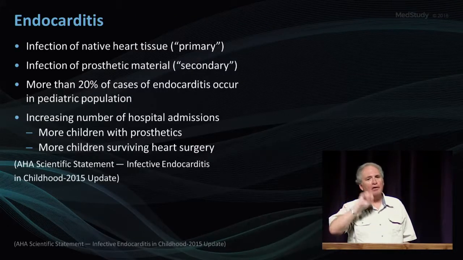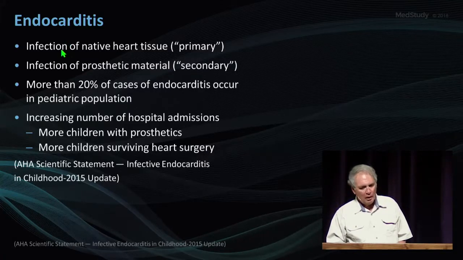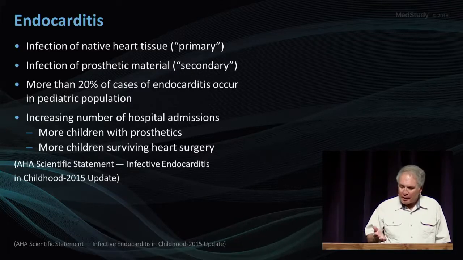Okay, second acquired heart problem to talk about a little bit. I think you'll hear more about this in your infectious disease lecture. Endocarditis, an infection of the heart. We talk about infection of native heart tissue, primary endocarditis, and infection of prosthetic materials. We call that a secondary endocarditis.